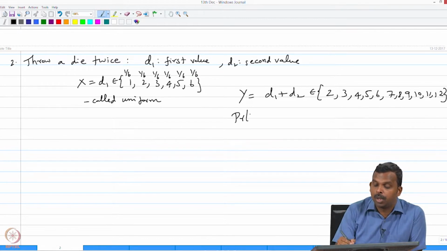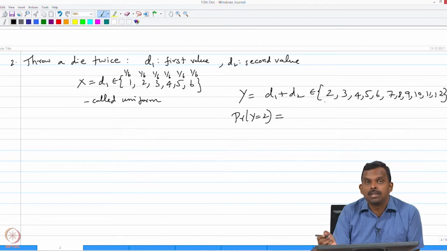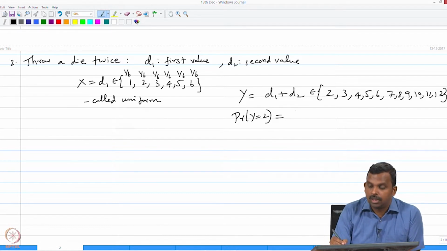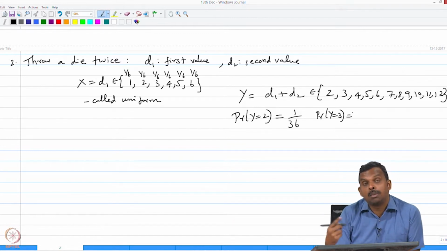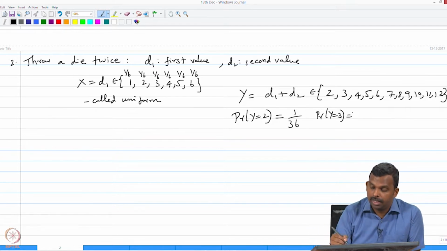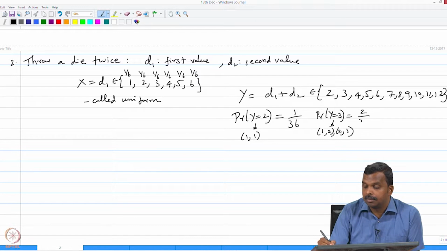What is the probability that y equals 2? The only case in which the sum can be 2 is if you got 1 comma 1. So, that is 1 by 36. So, what is the probability that y equals 3? You can get 3 if you got 1 comma 2 or 2 comma 1. This is 1 comma 1, so it is 1 by 36. This could be 1 comma 2 or 2 comma 1, which is 2 by 36.